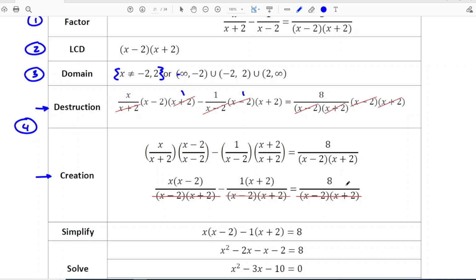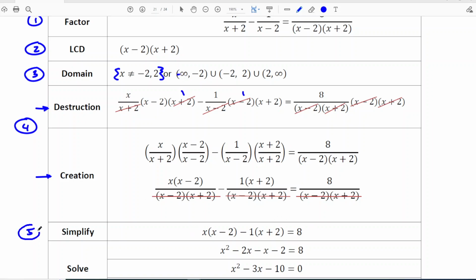Or you could say, hey, that's already equal. I'm trying to find something that makes the left side equal to the right side. Well, the denominators are already equal. I don't need to worry about them anymore. I need to figure out what's going to make the numerators equal. So I've got x times x minus 2, negative 1 times x plus 2 is equal to 8. So it didn't matter whether I did destruction or creation. I ended up at this same step.